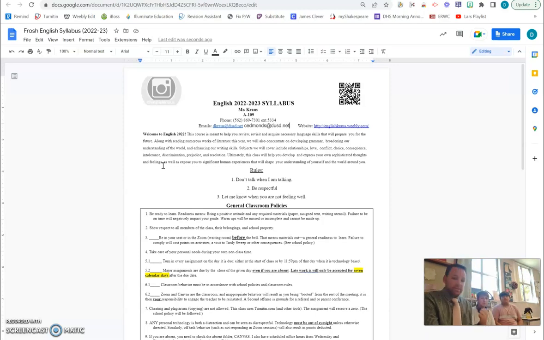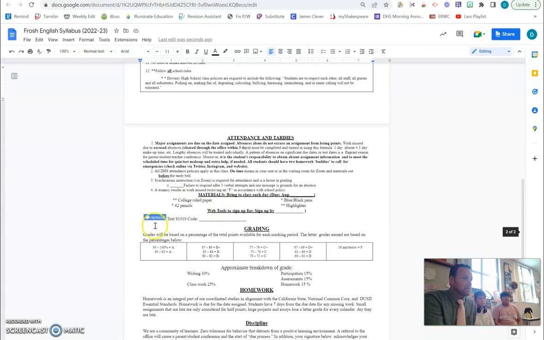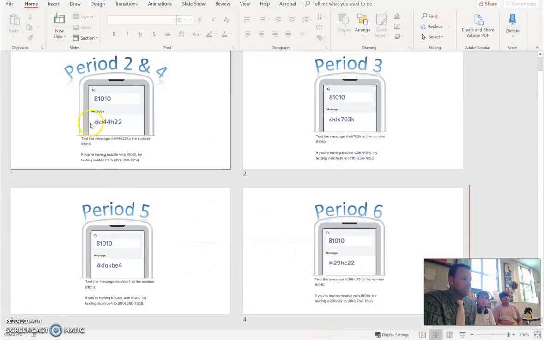So really good questions. You can email us, you can call us, and of course you can remind us, Remind messaging, right? Hopefully you guys put your code in here to help yourselves. So I have a quick little reference for that. Period 2 and 4 are the same, just makes my life easier. Period 3 in the upper right here, period 4, and period 6.